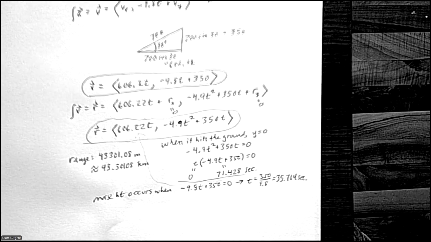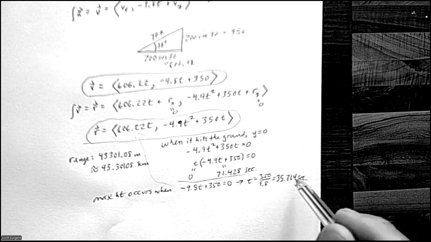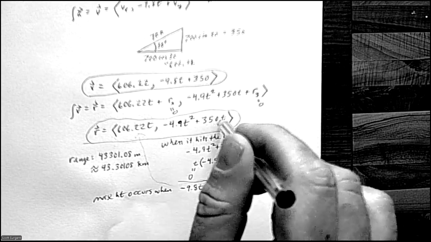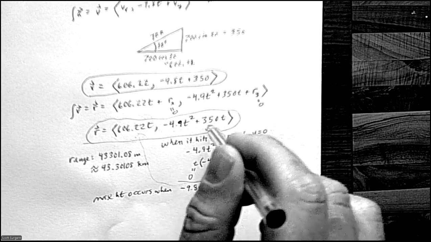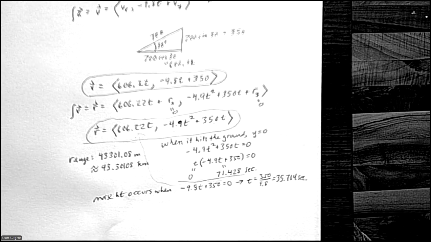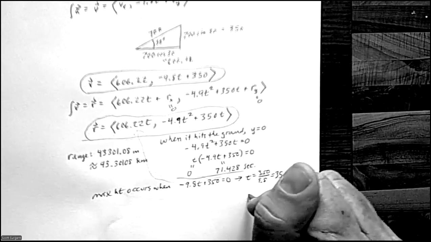And so then to get the actual max height, you take the 35.714 and plug it into here. And that will give you how high it gets. And let me go ahead and do that. So it's negative 4.9 times 35.714 squared plus 350 times 35.714 and 6250.